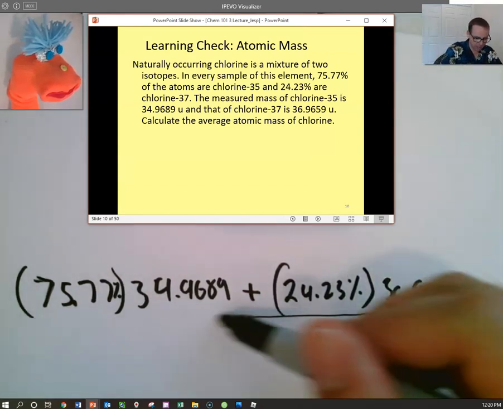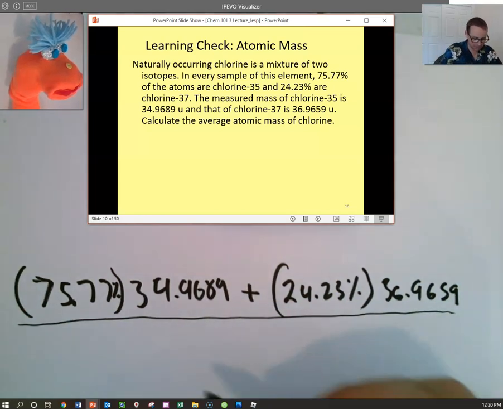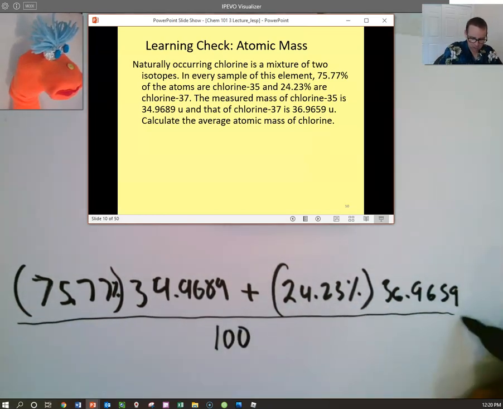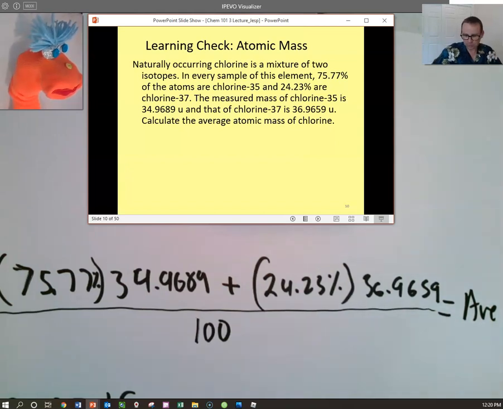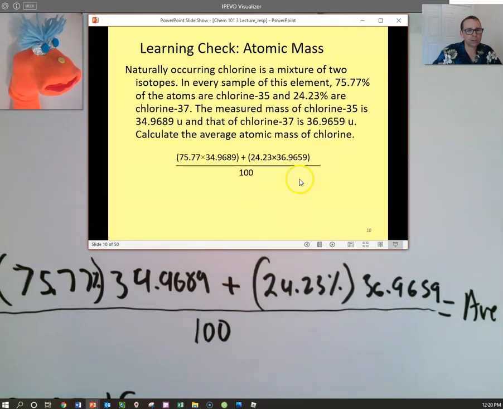So now we just have to divide that by how many times we pulled the atom out of the hat, which is going to be 100, and that will give us the average mass of an atom of chlorine. Okay, so hopefully we can do that in our calculator and get 35.45. So again, this isn't just 50% 37 and 50% 35, right? And so you can't just add the two together and divide by 2.